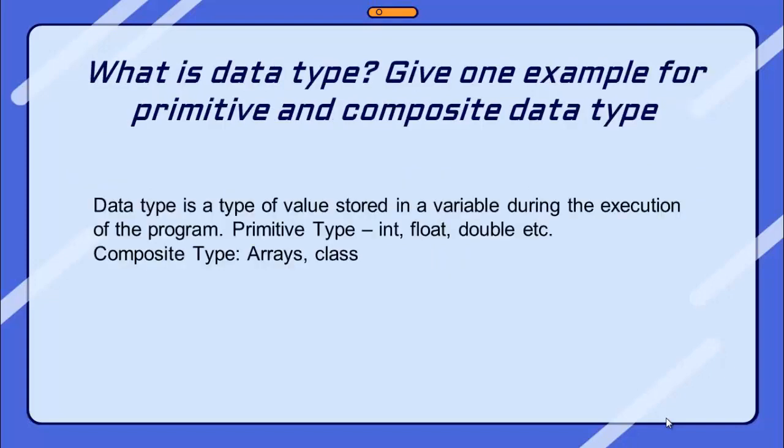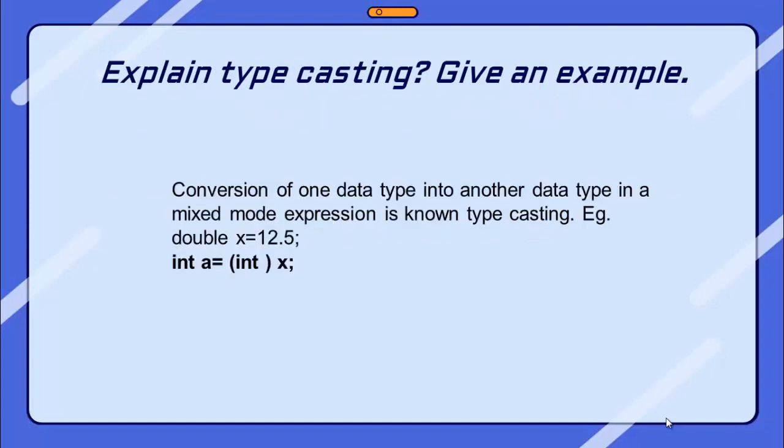What is data type? Give one example for primitive and composite data type. Data type is a type of value stored in a variable during the execution of the program. Primitive data types are int, float, double. Composite are array and class.